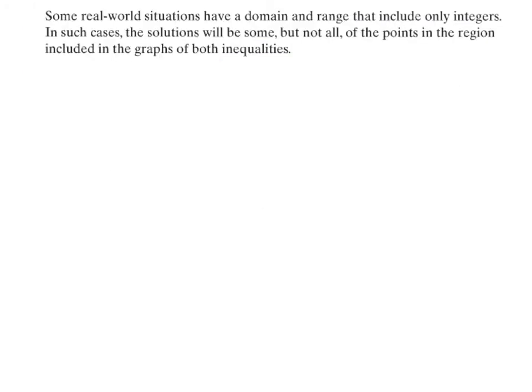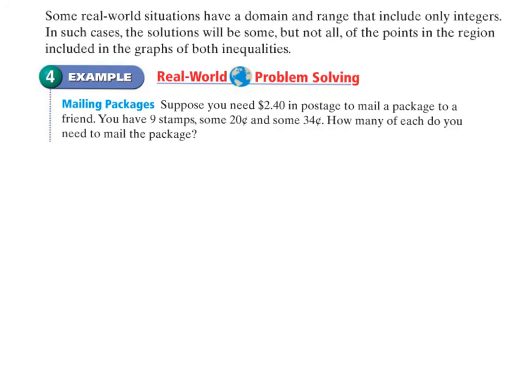Some real-world situations have a domain and range that include only integers. In such cases, the solutions will be some, but not all of the points in the region included in the graphs of both inequalities. So, example 4, this is our last one. Suppose you need $2.40 in postage to mail a package to a friend. You have 9 stamps, some are 20 cents, some are 34 cents. How many of each do you need to mail the package?